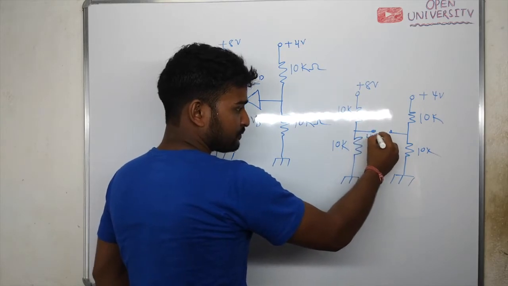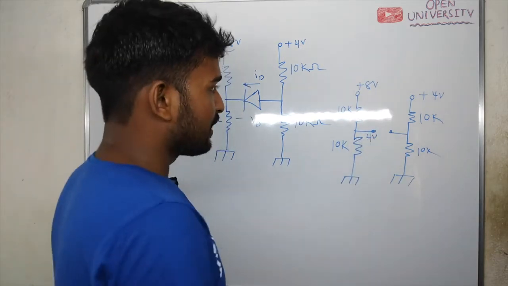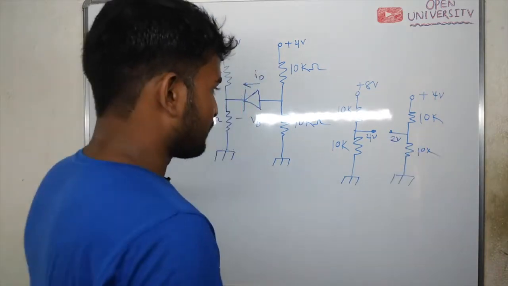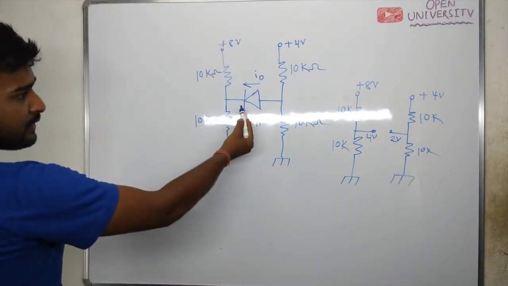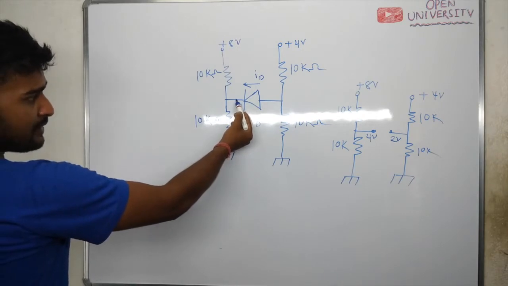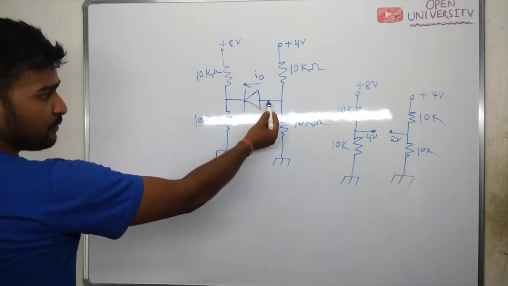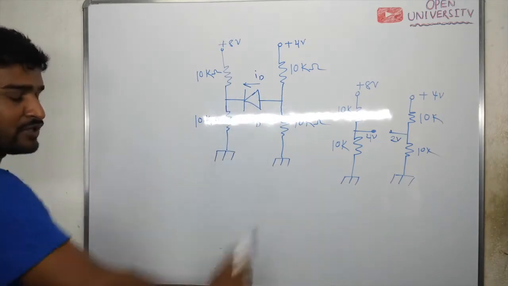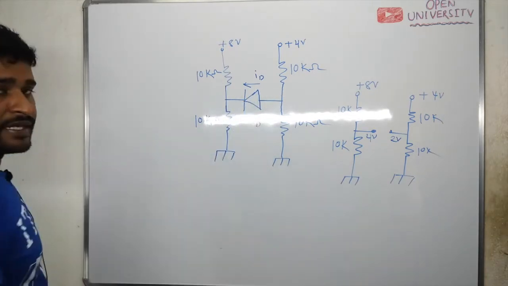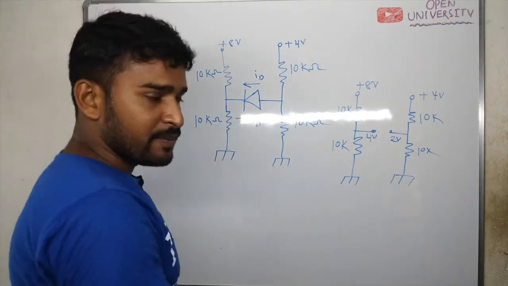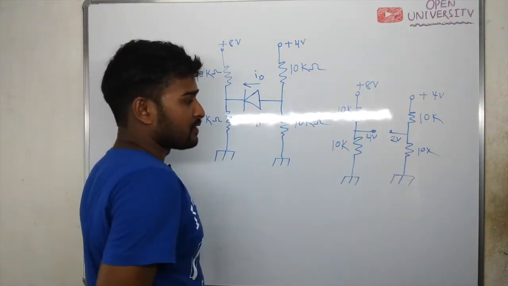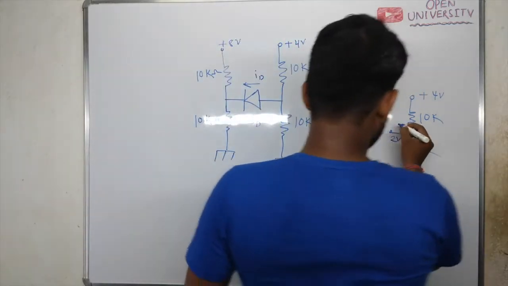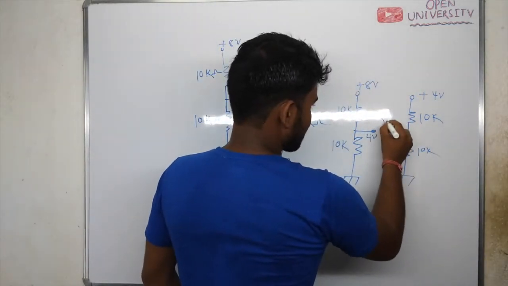4 volt. Okay. Similarly, what is the voltage available at this node? 2 volt. By looking at this circuit, the voltage available at this point is 4 volt and the voltage available at this point is 2 volt. So your diode has this side voltage greater compared to this side voltage. So your diode will be in reverse biased. So it will behave like an open circuit.